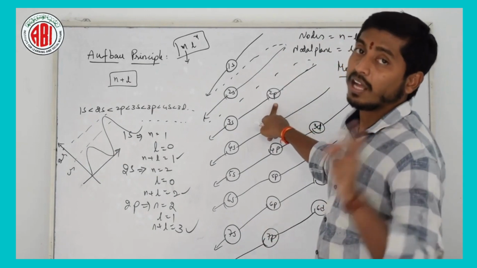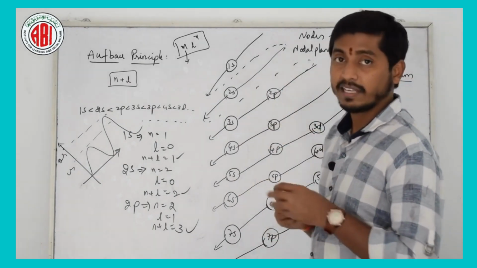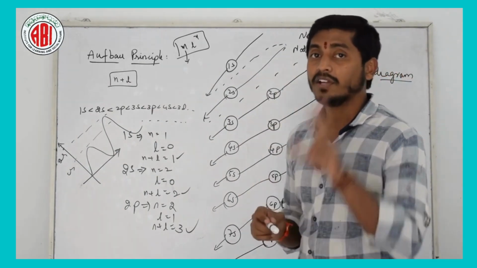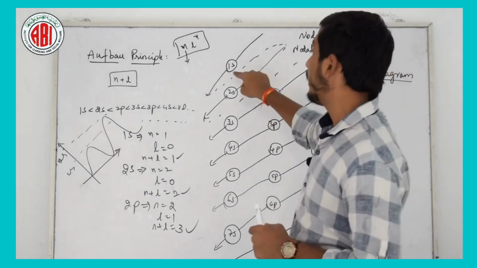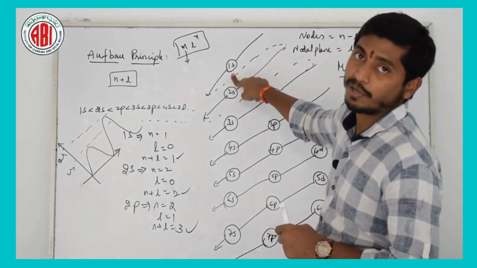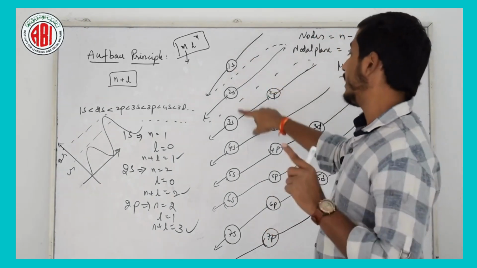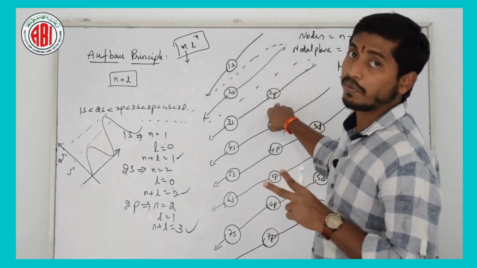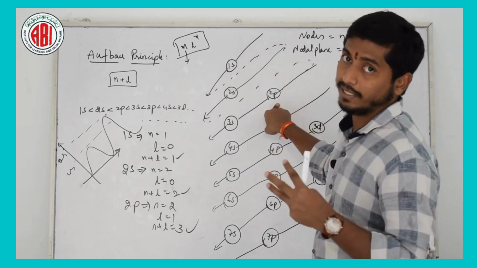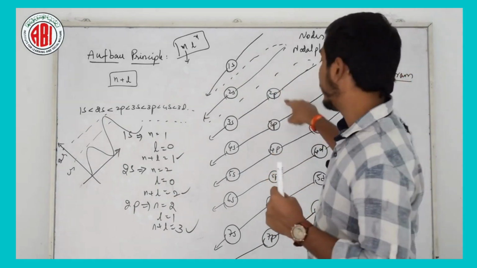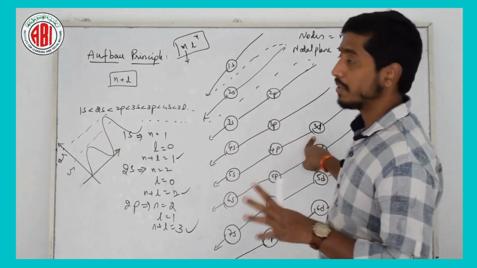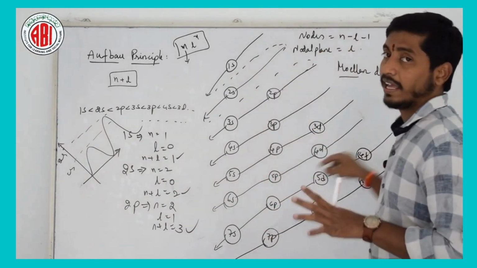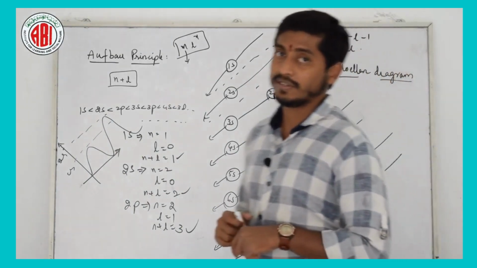Once again, remember how many electrons do we have in a single degenerate orbital? We have 2 electrons in a single degenerate orbital. How many degenerate orbitals can we have in s orbital? 1. How many in p orbital? We can have 3. Then in d orbital we can have 5 degenerate orbitals. Similarly, in f orbital we can have 7 degenerate orbitals.